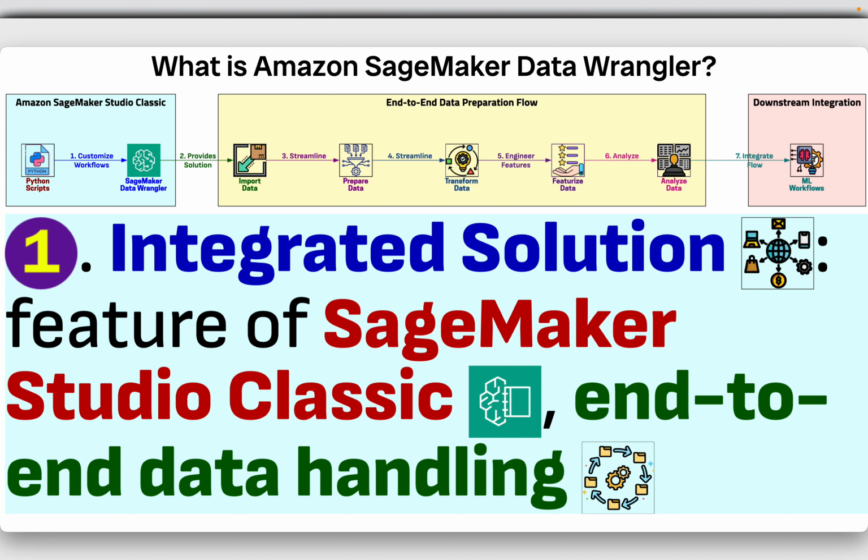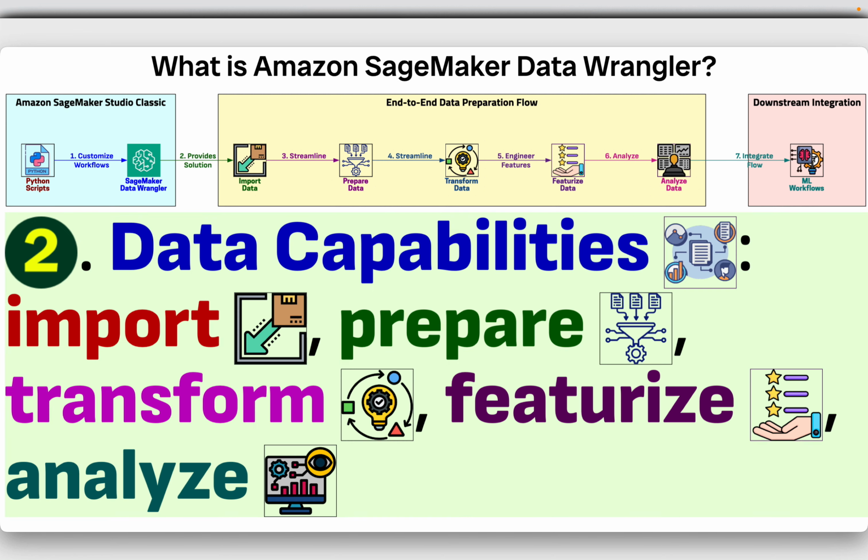So Amazon SageMaker Data Wrangler is an integrated solution. It's a feature of SageMaker Studio Classic and it offers end-to-end data handling. So it's a tool which is built into SageMaker Studio Classic that provides a complete solution for managing your data from start to finish. So some of the data capabilities it offers are import, prepare, transform, featurize and analyze. You can use this tool to bring your data in, get it ready for use, change it as needed, create features and study it closely.